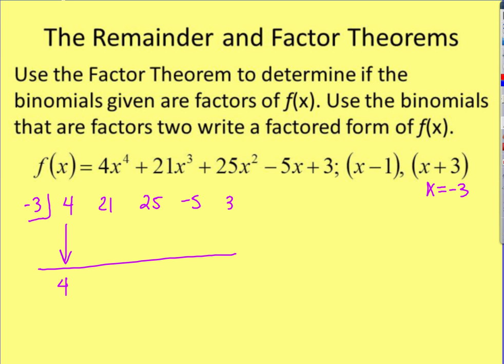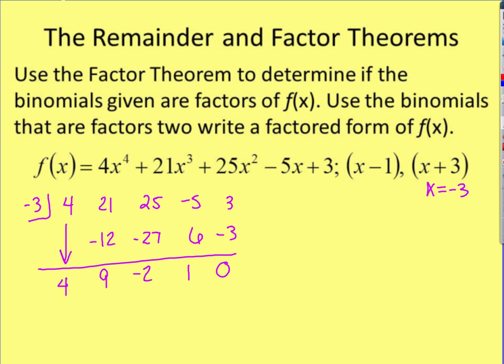Negative 3 times 4 gives us negative 12. When we add down, we get 9. Negative 3 times 9 is negative 27. If we add down, that's going to give us negative 2. Negative 3 times negative 2 gives us 6. When we add down, we get 1. Negative 3 times 1 is negative 3, so this does give us 0. So this one actually is a factor.